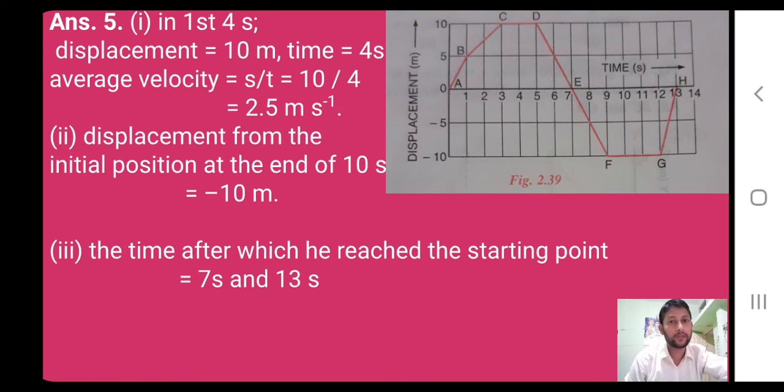second. Now displacement from the initial position at the end of 10 seconds, you can see in the graph that it is towards the negative side, so it will be minus 10 meter. Time after which he reached the starting point, you can see that the graph has touched the 0 mark, that means x-axis, twice, once at 7 seconds and once at 13 seconds. So once we go towards any direction and we consider it as a positive direction, if we go opposite direction of that reference point, that is considered to be negative.